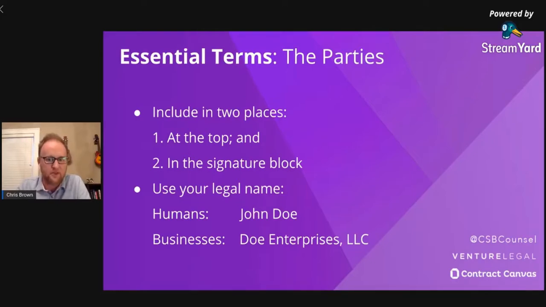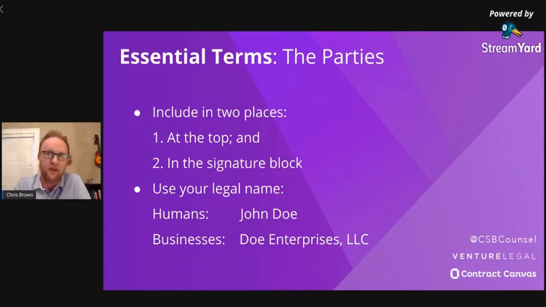The other place is in the signature block. So that's obviously at the bottom of the contract where you sign the contract. It's a really big deal that you get this right, because the party to the contract is the one that's going to be legally obligated to perform the obligations in that contract. So if you sign with your own name, John Doe, for example, that means John is going to be personally liable for everything under that contract. Even if John has an LLC or a corporation or whatever set up, John will still be personally liable because he's the one who actually signed the contract.